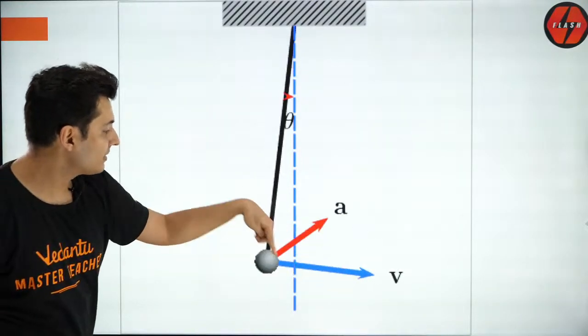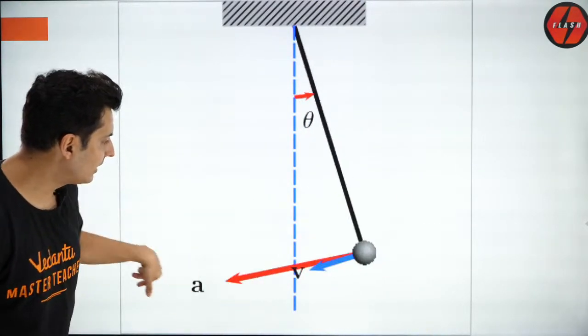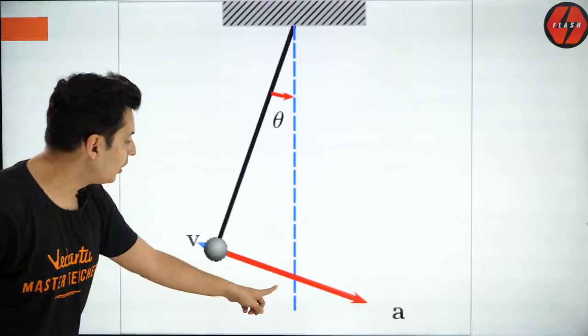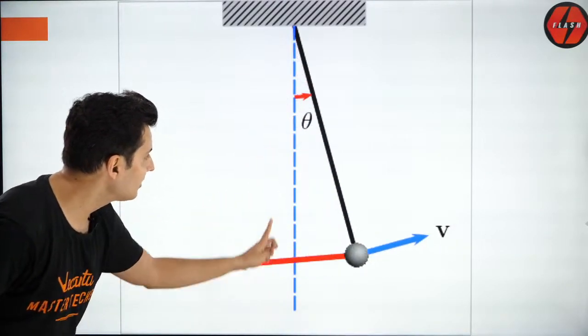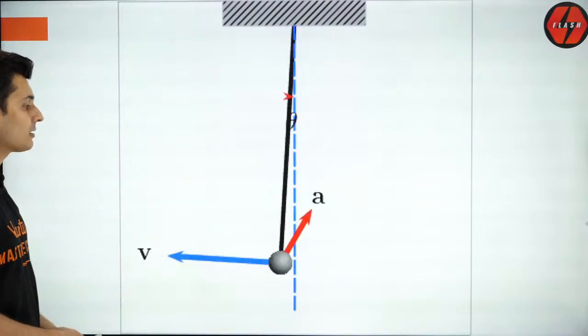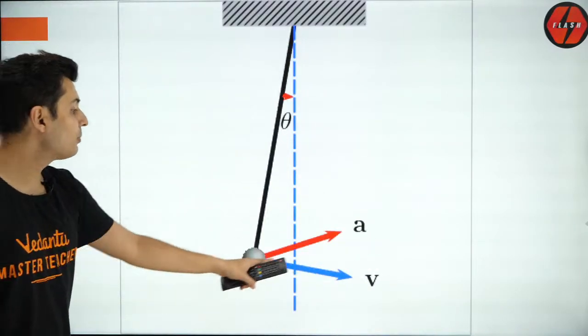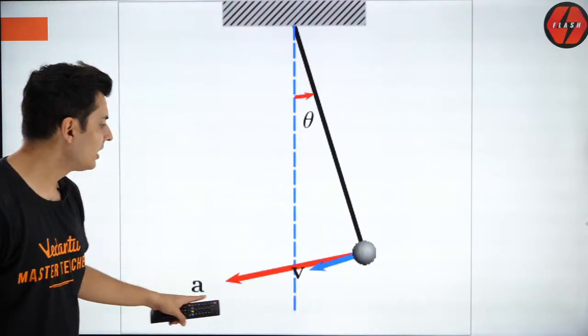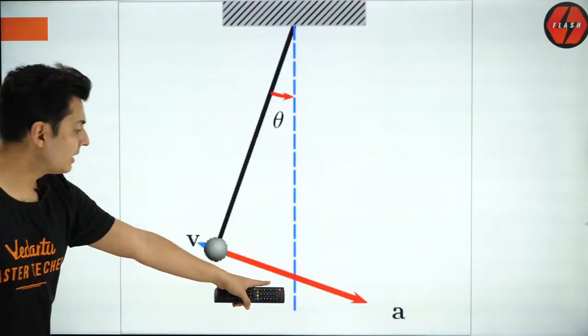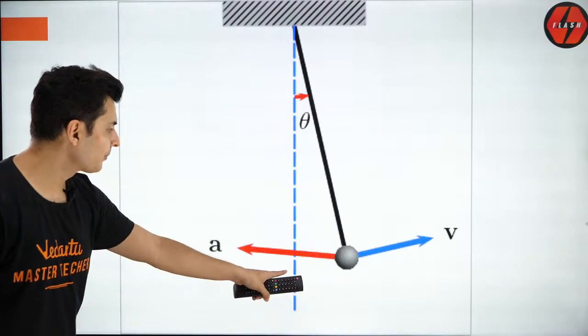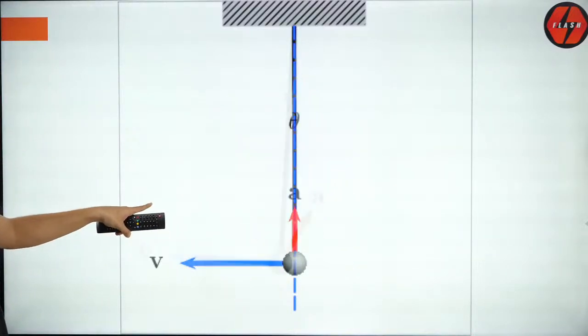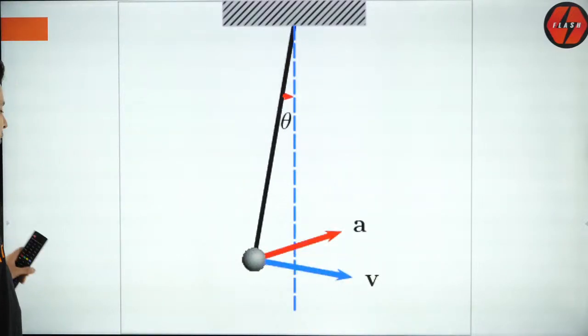Notice at the extreme points, it only has tangential acceleration, and at the bottommost point, it only has centripetal acceleration. That's what you can see in the simulation. And at the extreme points, look at that, the velocity becomes 0 and it becomes maximum when it is at the bottom, and again when it comes here, the velocity becomes 0. Very interesting thing.